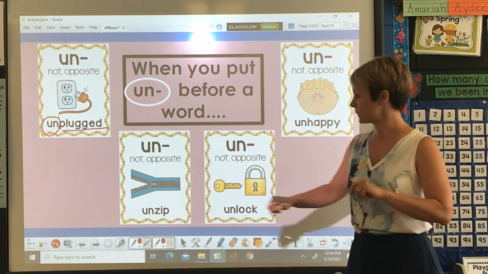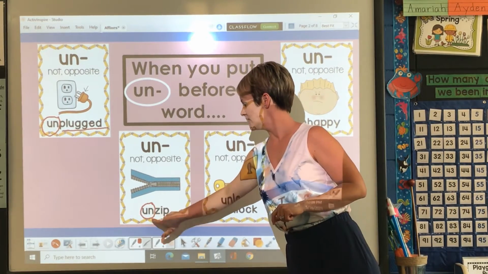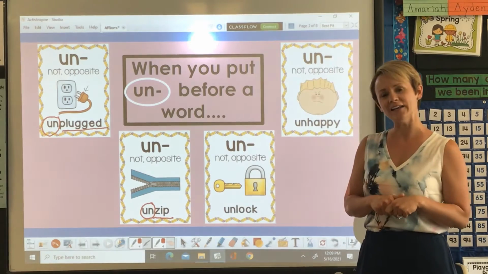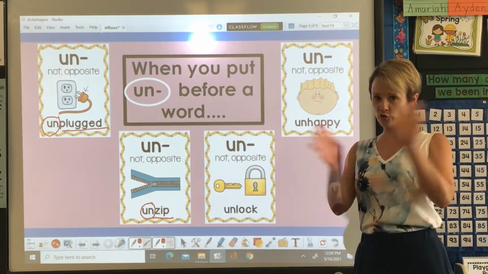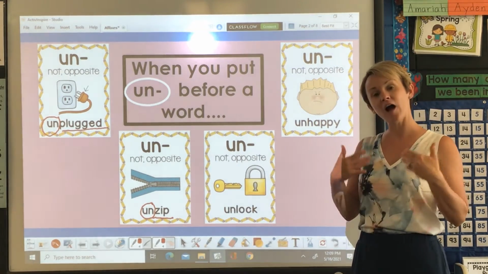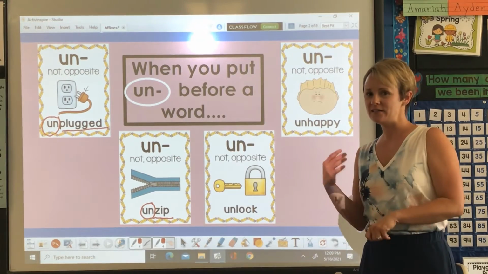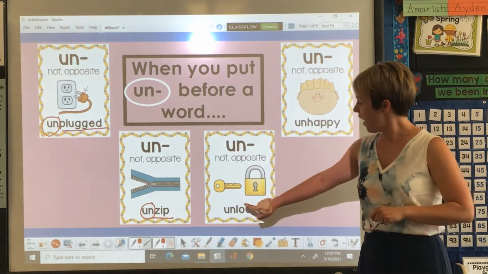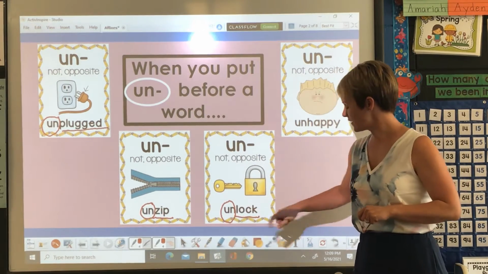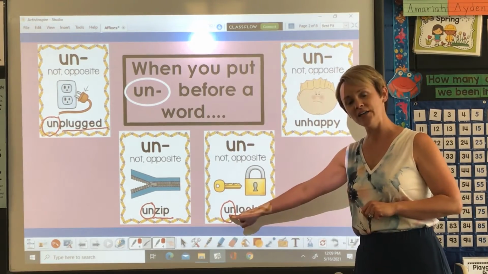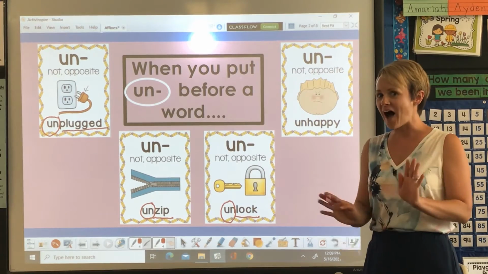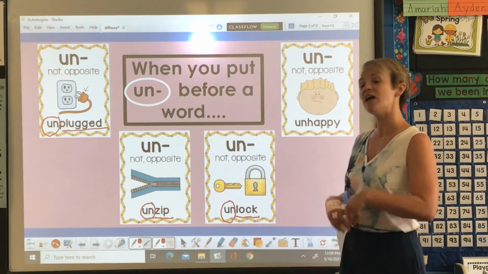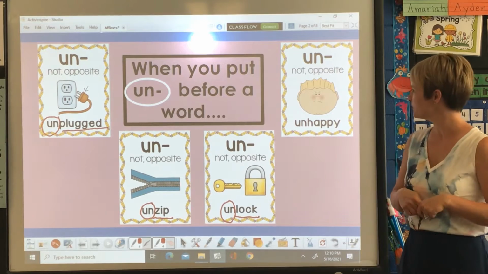Look at the zipper. You can unzip your jacket. That means that your jacket will not be zipped. That's the opposite of zip. Zip and unzip are opposites. Unlock uses the prefix un to mean it is not locked. Unlock is the opposite of lock.